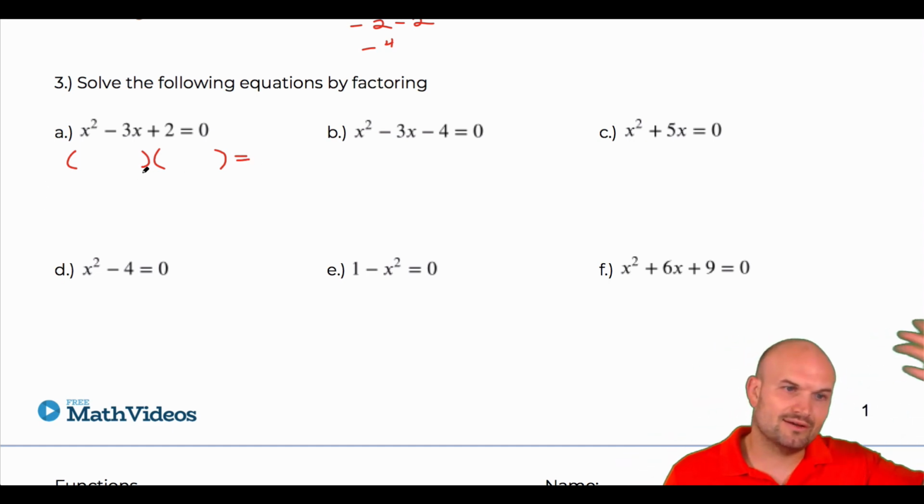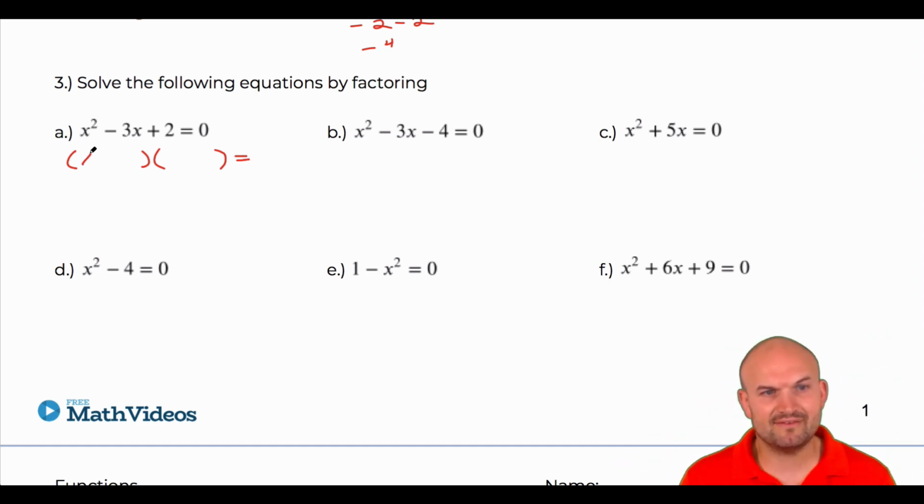And I don't like to usually teach with the FOIL, but that's kind of an easy way to understand that. We know that the first two terms, x times x, if we were to follow the distributive property or FOIL, x times x would give us x squared. Now we've got to think about what two numbers are going to multiply to give us 2.